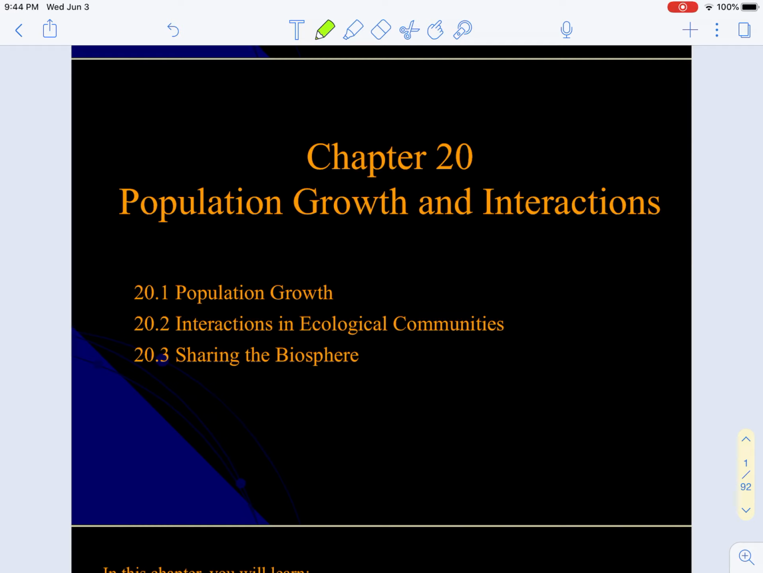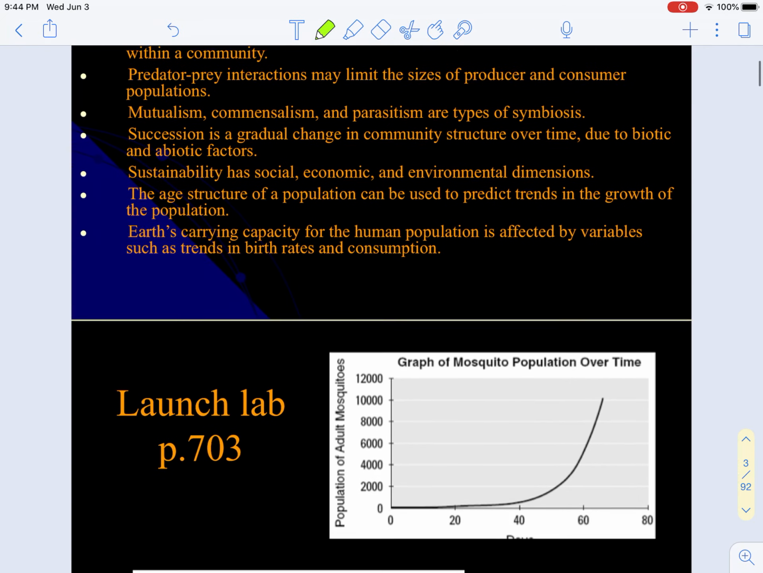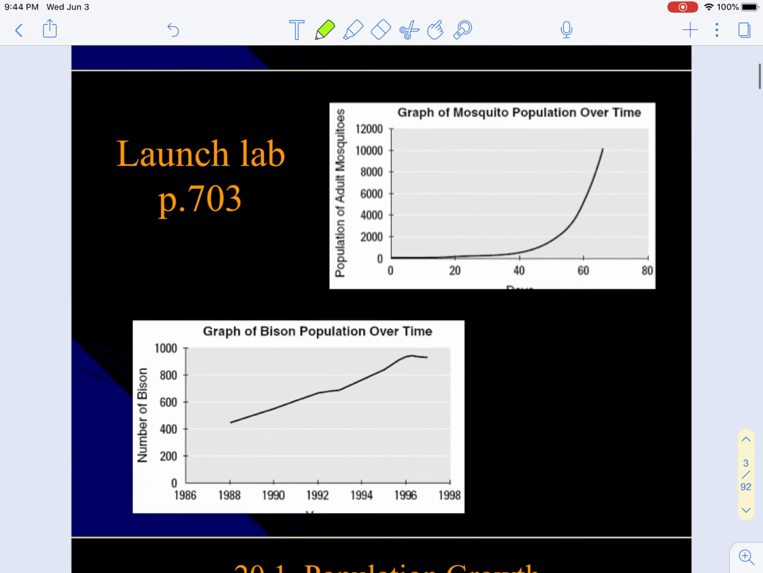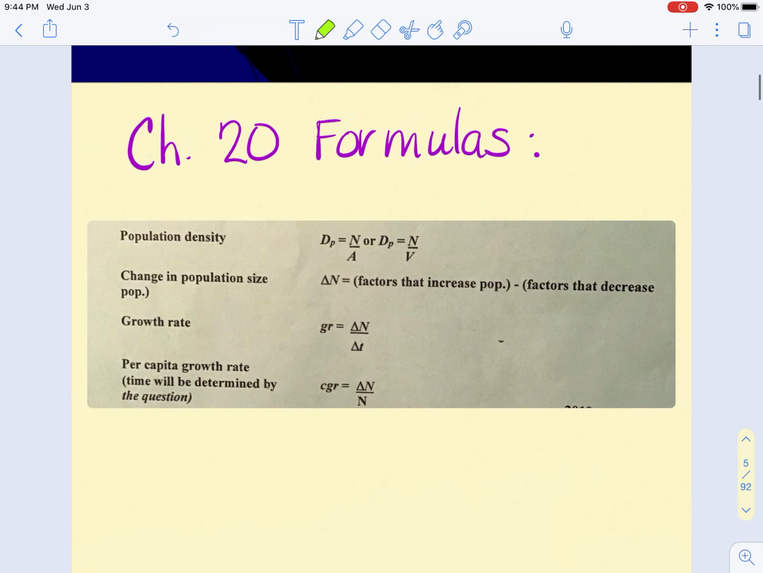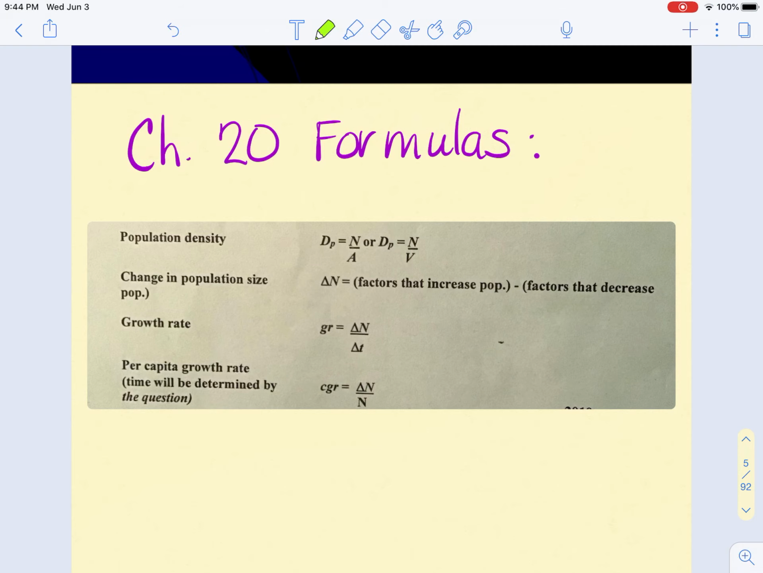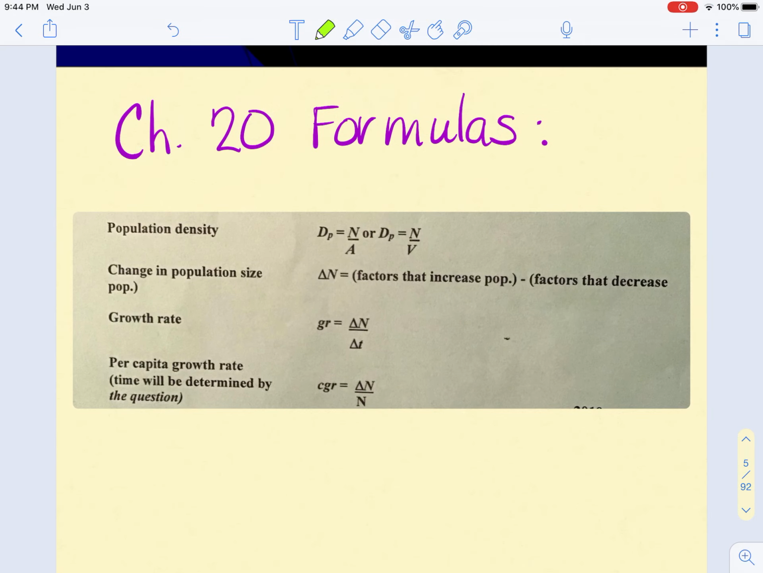Bio 30. Welcome to our last chapter in our course, chapter 20, where we're calculating population changes with four equations that we'll look at, and look at some other ways that populations are categorized and analyzed.